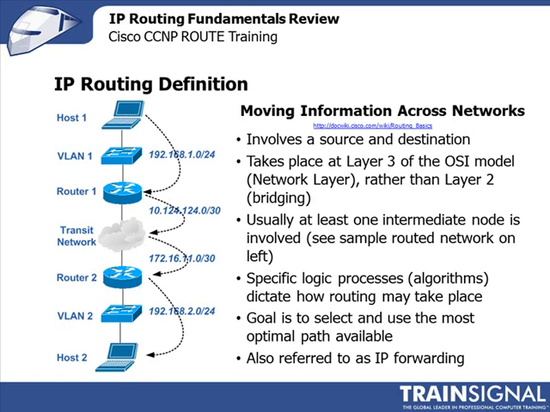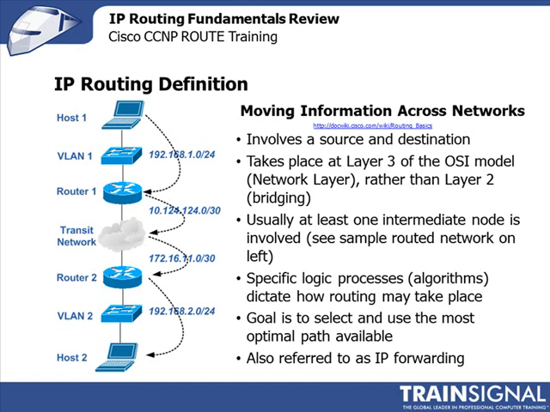Now first, let's look at a definition of IP routing. Again, this is a Layer 3 process, and essentially it's moving information across networks. It involves, of course, both source and destination addresses. You can look at the diagram to the left. It takes place at Layer 3 of the OSI model, the network layer, rather than at Layer 2. At Layer 2, what takes place is bridging, which is operationally different than routing.